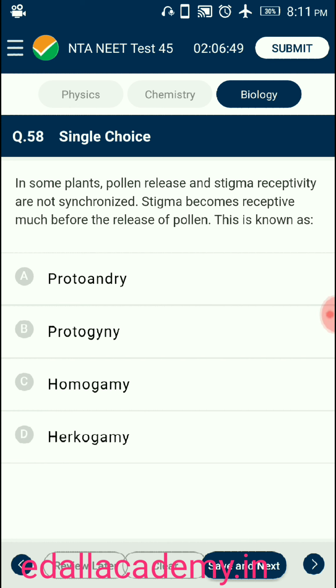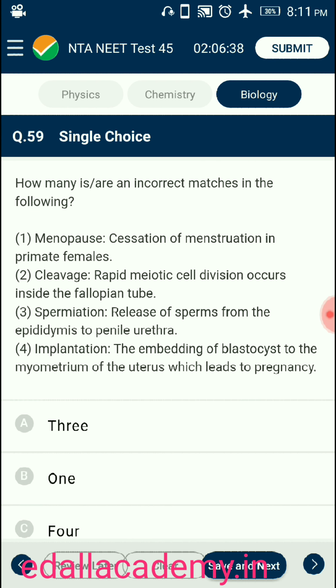Homogamy is the same timing of maturation of the stamen and carpel. So the answer for this question is option B, protogyny. Question number 59. How many are an incorrect match in the following? Here there are four statements given.